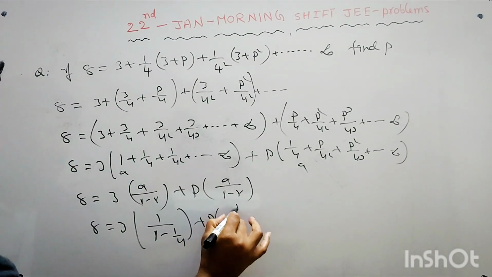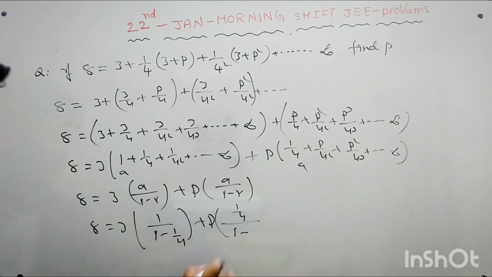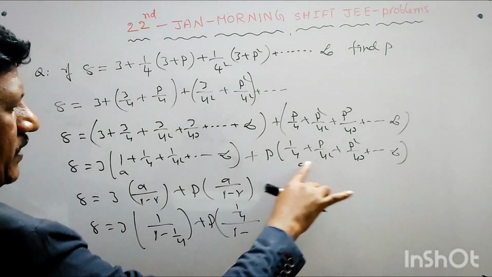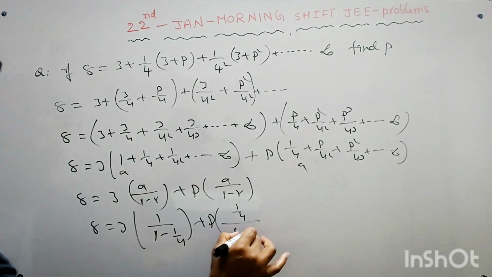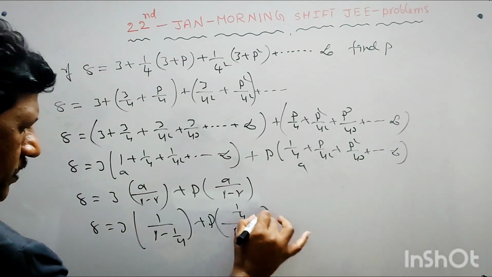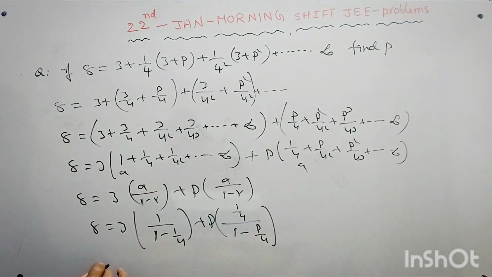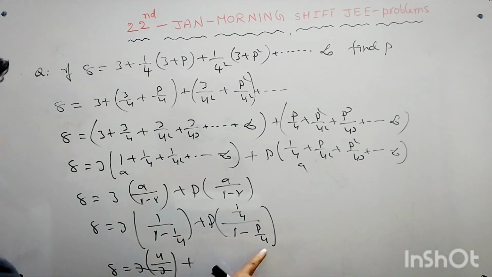Your first term is 1 by 4, divided by 1 minus r. What is the r value? This by this, so p by 4 will come. Okay, right? So if you take the LCM, this 4 will go up after taking the LCM. So here 3 will come down, and these both get cancelled. Here also the LCM will be 4, so 4 cancels, and you will get 1 by 4 minus p.